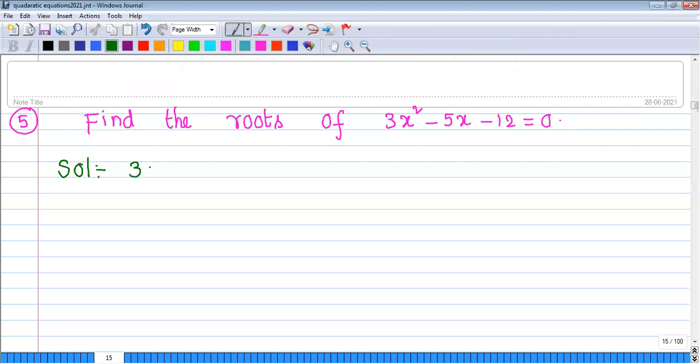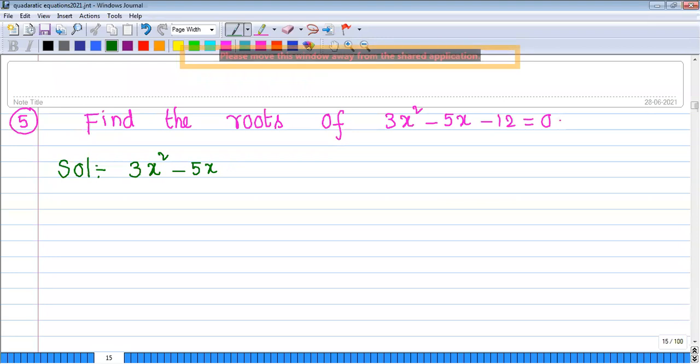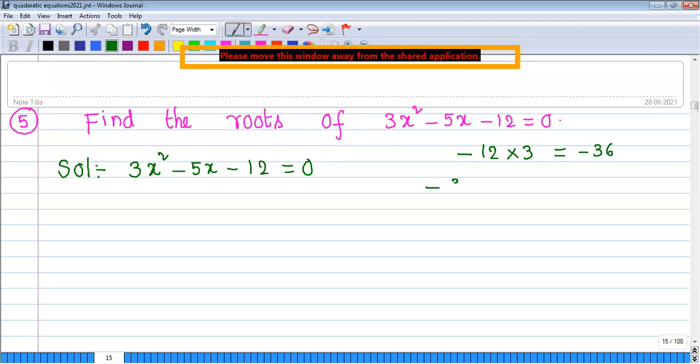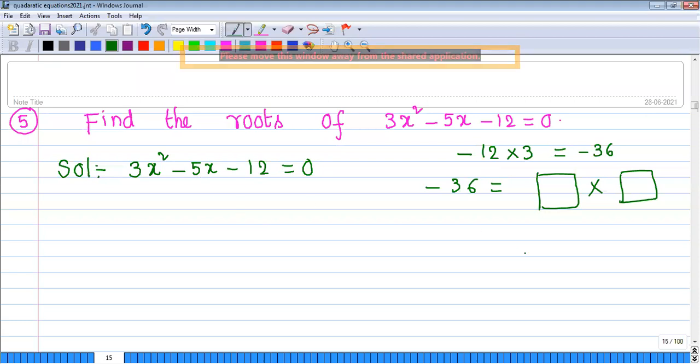So 3x square minus 5x minus 12 equals to 0. Minus 12 into the constant term, into the coefficient of x square, 3. So minus 36. So this minus 36 we need to write as the product of two numbers whose sum is equal to the coefficient of x, that is minus 5. Search for such numbers. Yes.